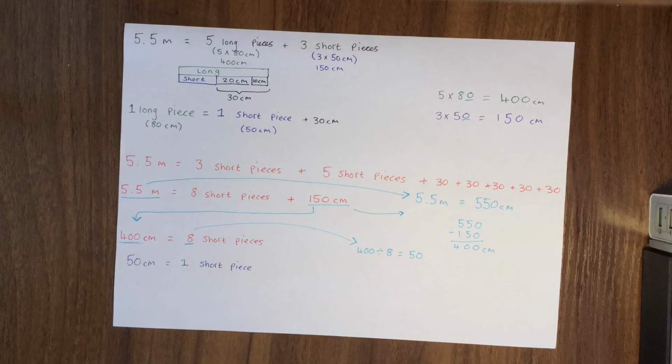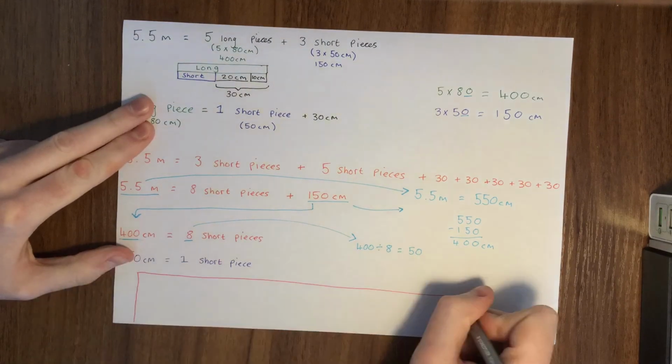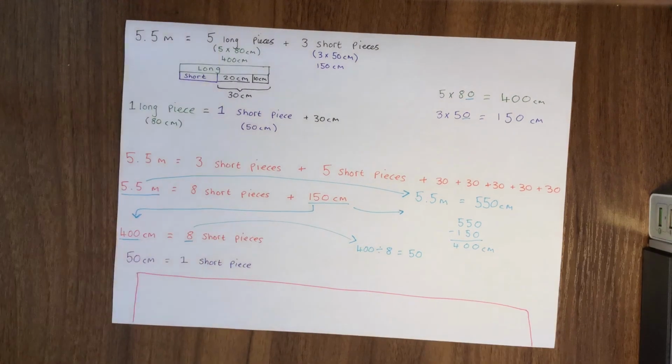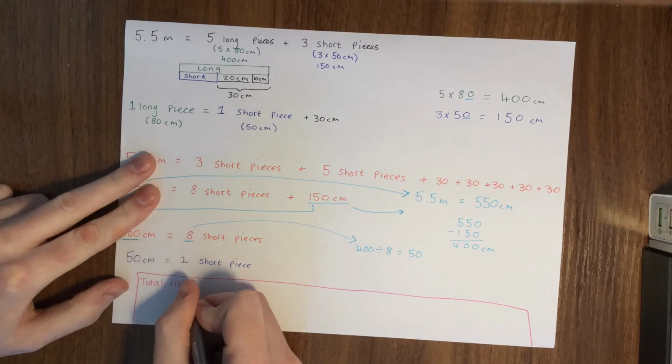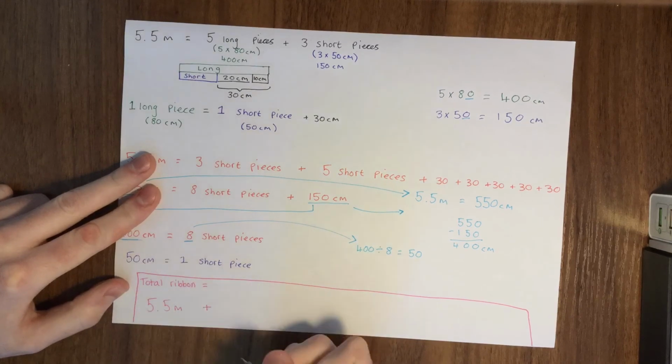I've got 550 centimetres, or 5.5 metres, on one side. I've got 150 centimetres on the other. The missing number in between is going to be 400 centimetres. Now, all I've done so far is prove the two different lengths of ribbon. I haven't worked out the total amount that she used, which of course we need to use at the end of this investigation.